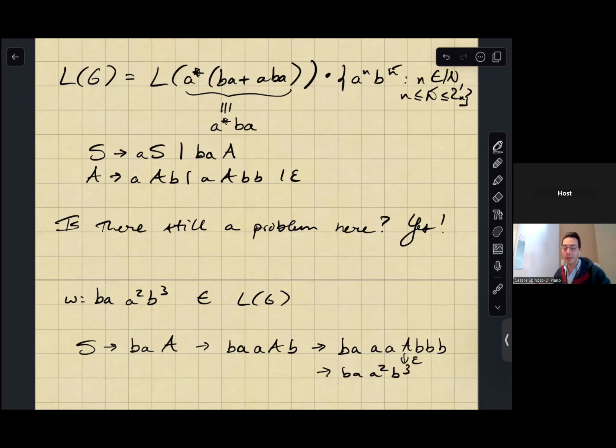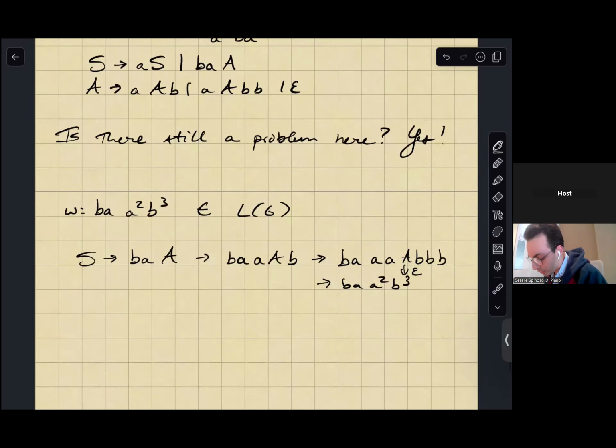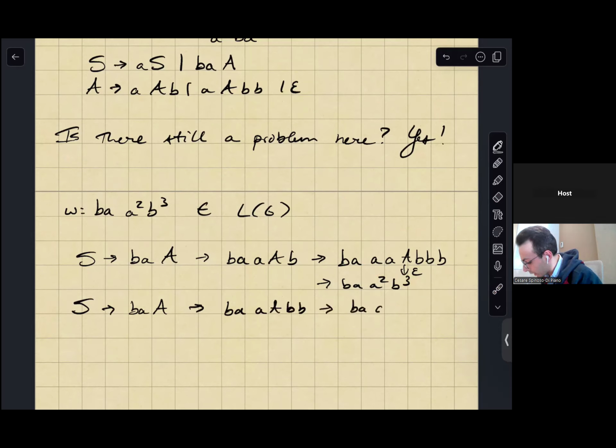But notice nothing is stopping me from changing that order. So I can definitely do something like BA gives me A, and then BA gives me, let's do this other order. So let's do A, A, B, B, and then BA, A, A, B. And then let me replace this with epsilon, so I get BA, A2, B3.